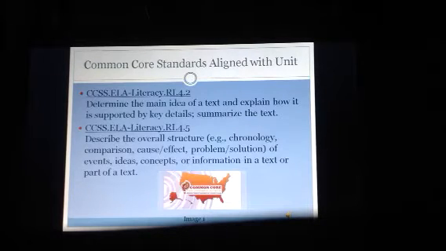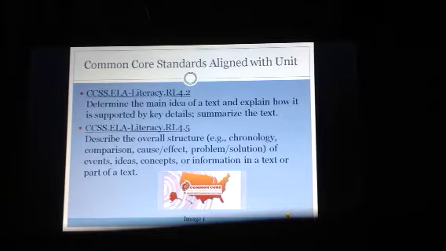This is the first year that the School of Goodings Grove has implemented the ELA standards completely. So the 2 standards that the 2 learning objectives will touch on are: determine the main idea of a text and explain how it's supported by key details and summarizing the text. And the other standard will be: describe the overall structure of events, ideas, concepts, or information in a text or part of a text.